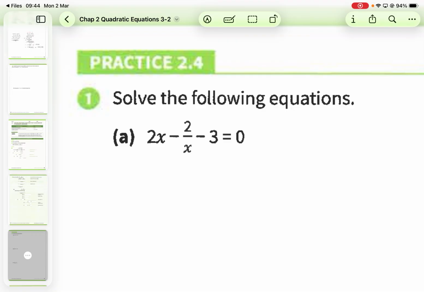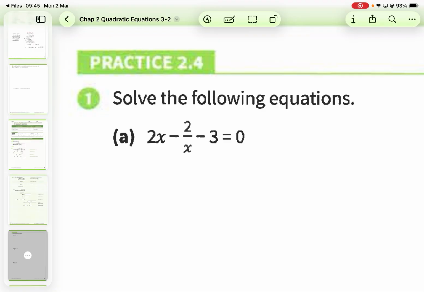The number one thing I have to do first is to make sure I don't have any of my unknown inside the denominator. For any equations that you will be asked to solve, you need the x, the unknown, to be in the numerator. We don't want any x in the denominator. So how can I make this x no longer in the denominator? It means I want to remove x from the denominator.